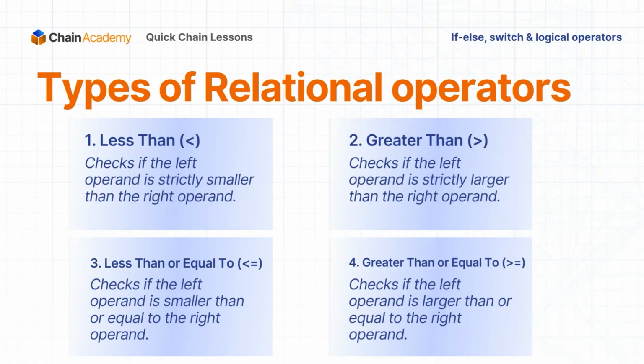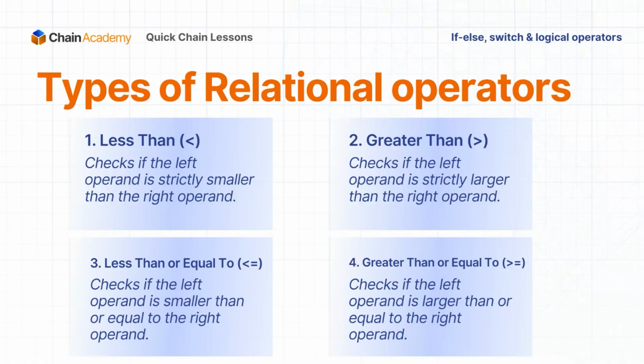Relational operators let us compare two values. Let us look at the most common ones. The first one is the less than. The less than checks if the value on the left is strictly smaller than the one on the right. For example, 3 is smaller than 5, and therefore that is true. The next is greater than. Greater than checks if the value on the left is strictly larger than the one on the right. For example, 10 is greater than 7 is a true statement.